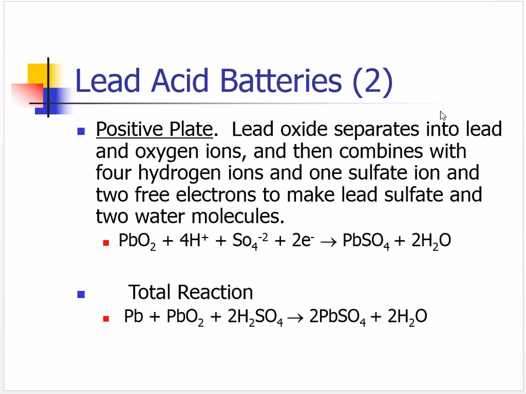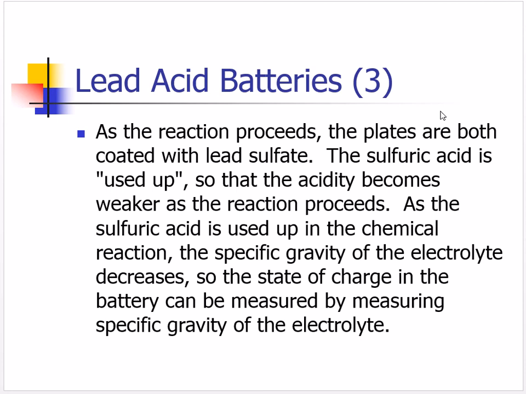The chemical reactions go in reverse as we charge the battery. As this lead acid battery is discharged, both of the plates are coated with lead sulfate. We're using up the sulfate ions out of the electrolyte, so the acidity gets weaker as the reaction proceeds, and the specific gravity of the electrolyte decreases because we're pulling all of these sulfate ions out and putting them on the plates. So the state of charge can be measured by measuring the specific gravity of the electrolyte for lead acid batteries.